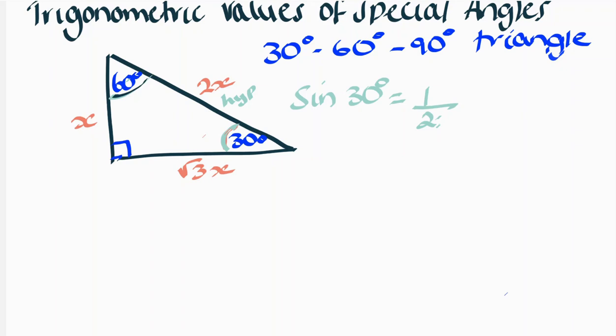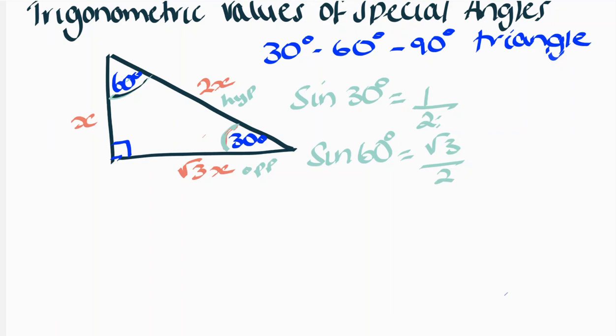Now if we look at the other way round, so we have sine of 60. So sine of 60, this time this is opposite. And opposite is going to be root 3, so we have root 3x over 2x. So the x's will cancel and we're left with root 3 over 2.